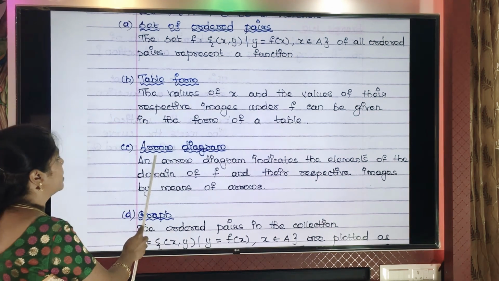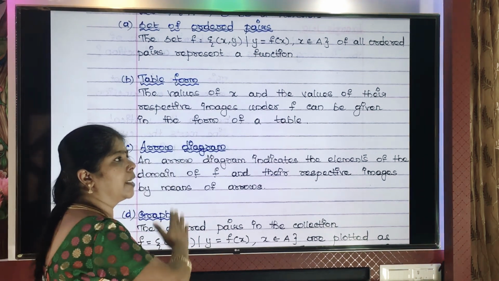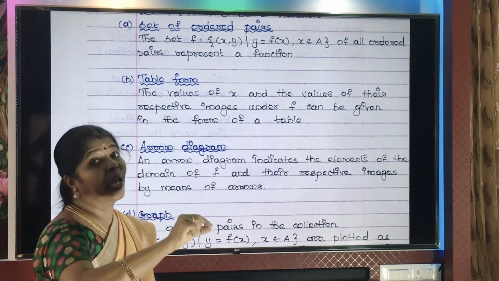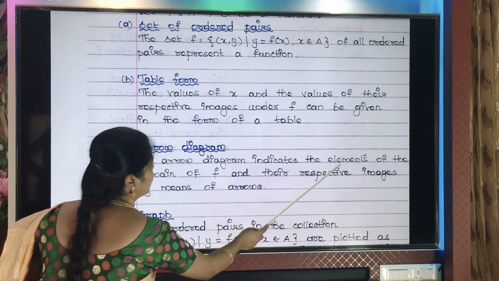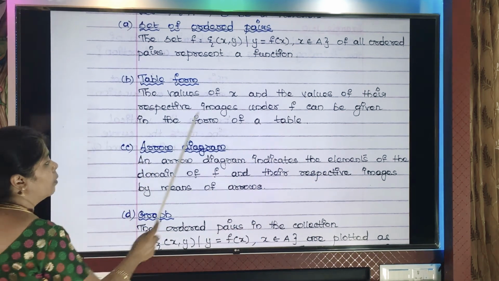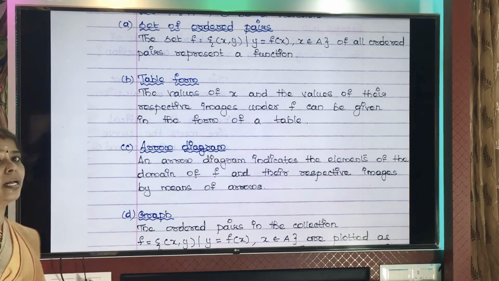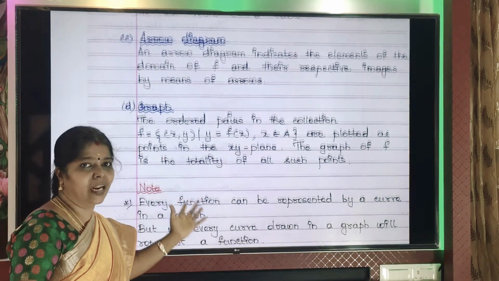Now the third one is arrow diagram. The elements and their corresponding images will be linked by arrows. The arrow diagram indicates the elements of the domain with their respective images by means of arrows, and that becomes the arrow diagram.